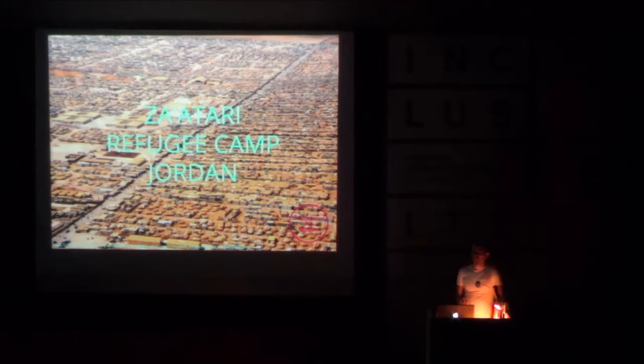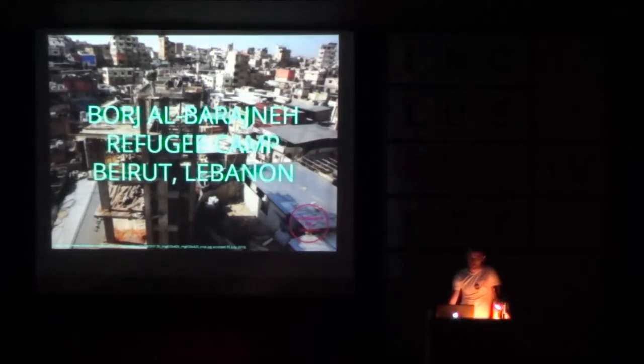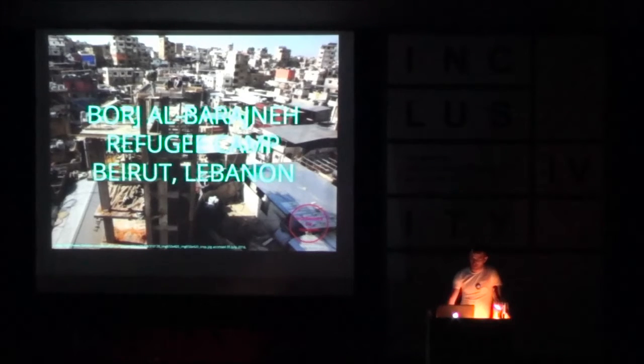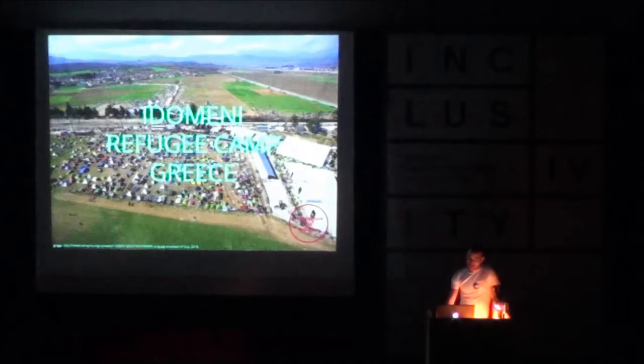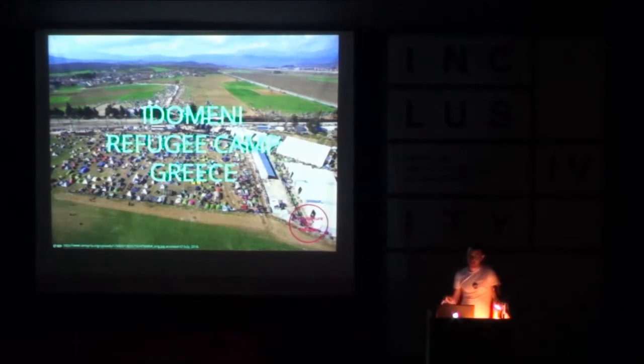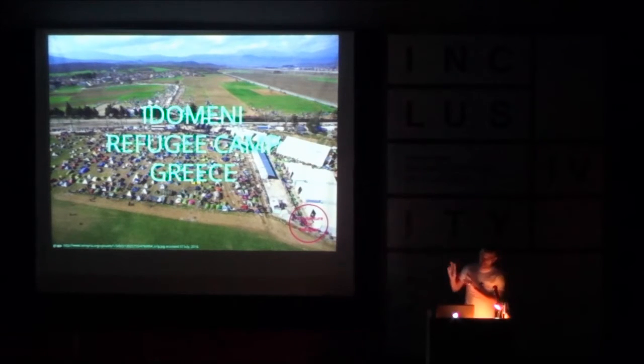On one hand, they live next to their homelands, in countries neighboring their original country, and they live in refugee camps such as this Zaatari refugee camp in Jordan. As you see, it's a very basic camp. Or they live in urban areas in neighboring countries. This one is a refugee camp in Lebanon that is around 70 years old. This is one way of living.